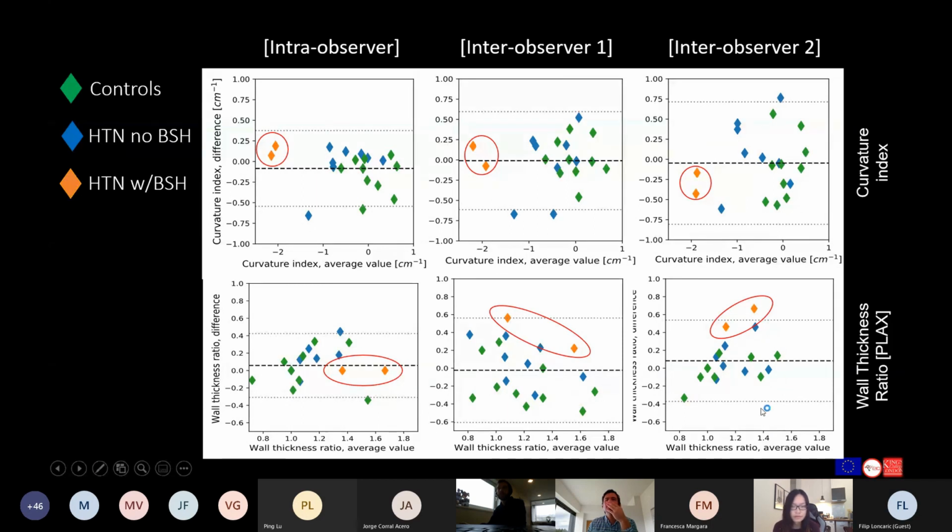We didn't really use any statistical tests for that, because the units that we are using are different for the 2 methods. Here we are calculating the inverse of the radius, so it's 1 over length. And the wall thickness ratio has no units, while the wall thicknesses are, of course, measured in centimeters or millimeters.